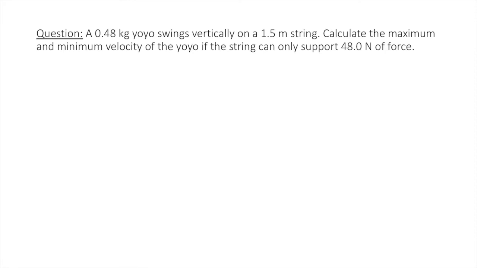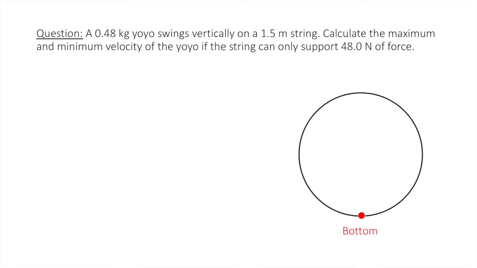Now that we're done with minimum velocity, let's analyze maximum velocity. Maximum velocity will occur when the yo-yo is at the bottom of the circular path. At the bottom, there are two forces contributing to the centripetal force, Fc. First, there is Fg, the force of gravity, which acts straight downwards. Second, there is tension, which acts inwards toward the center of the circle.